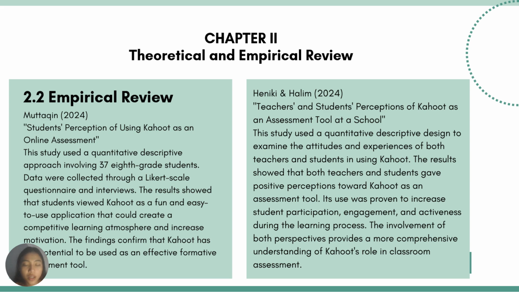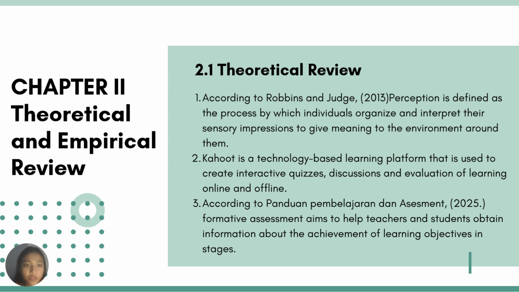Chapter 2 Theoretical and Empirical Review. Theoretical review. For the first, according to Robbins and Judge, 2013, perception is defined as the process by which individuals organize and interpret their sensory impression to give meaning to the environment around them.